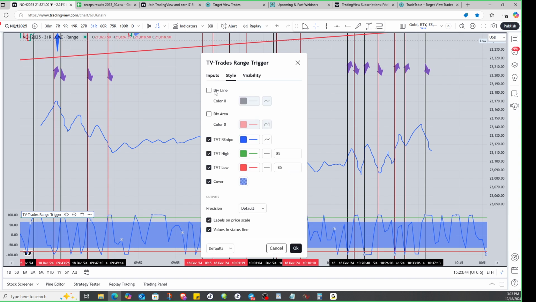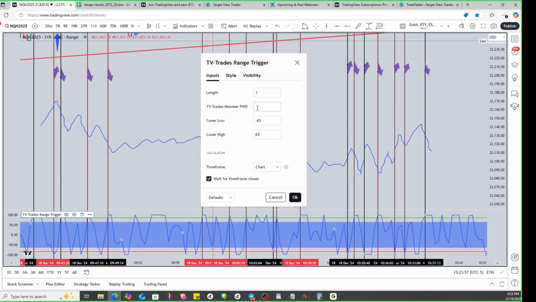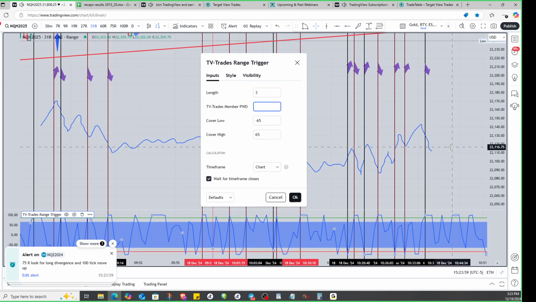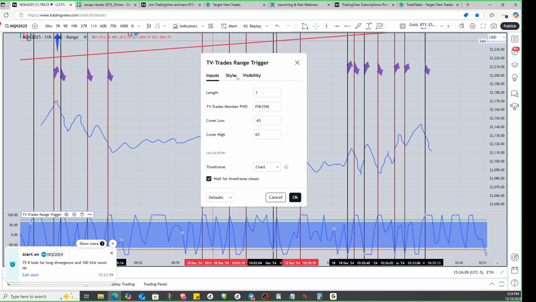But in here, there are two new things. There's a thing called the div line and the div area. That's divergence line and divergence area. Okay. Those are not going to do anything. If you click on them and you don't have the password in there, they're not going to do anything. But it's password enabled, and all you guys that are active members know the password because it was emailed to you. Just put in the password.